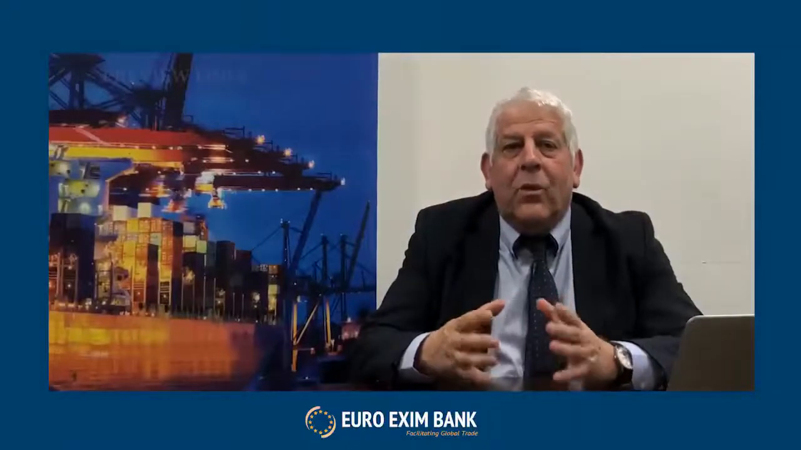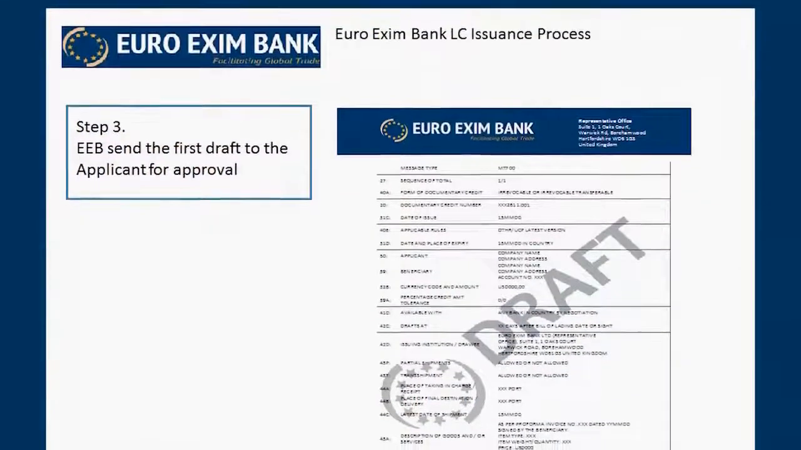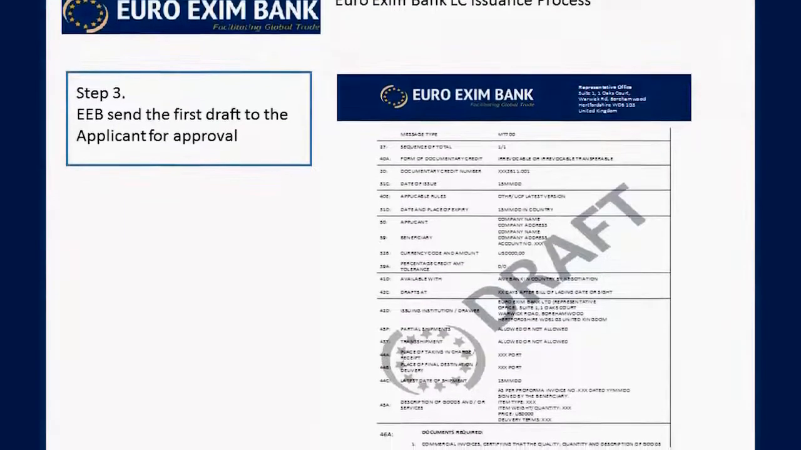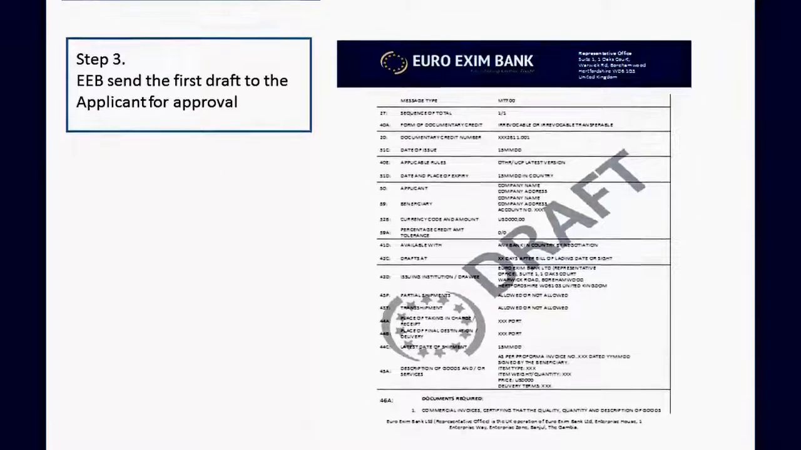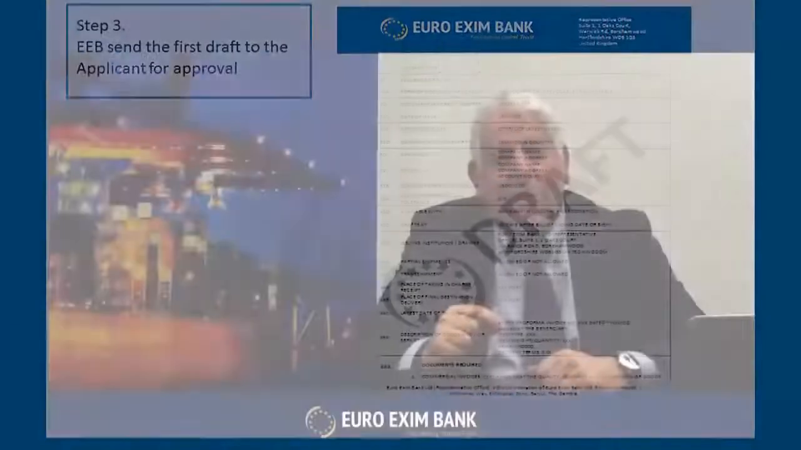Step 3. When we get to this point, we have created the first draft internally, and our role is then to send that transaction, that information contained in the specific format, to the applicant, the buyer. At this point, the buyer will then look at the detail again and ensure that they're happy with the content that's put into those fields of information. They will then approve this message and we move to the next stage.